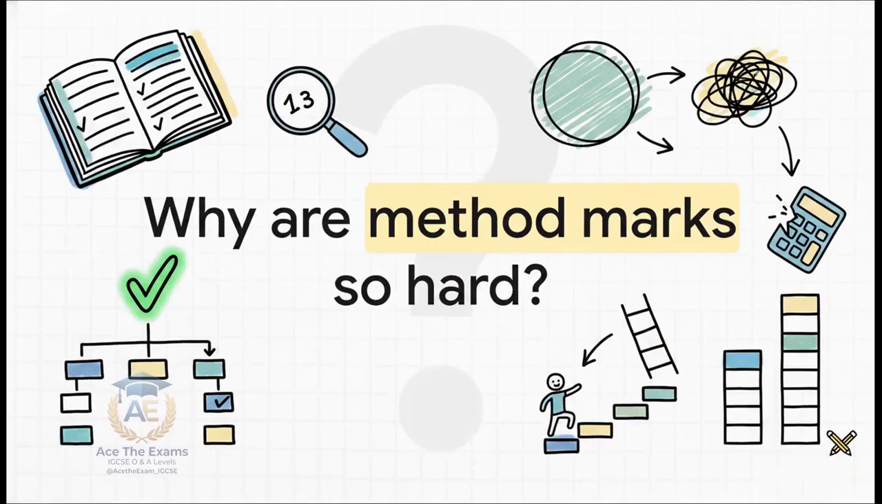So, here is the million-dollar question. Why do so many incredibly smart, well-prepared students completely lose their method marks in this specific area? It's a massive roadblock. To understand this, I want you to imagine two students I work with in my coaching sessions. Let's call them Alex and Sam.